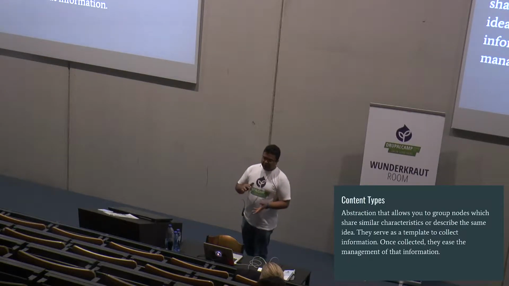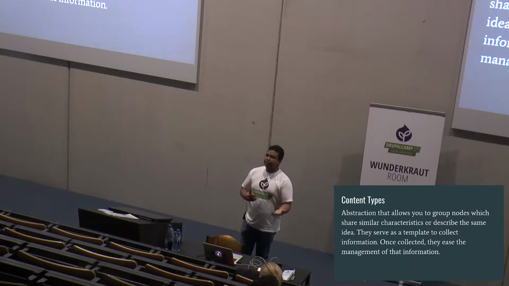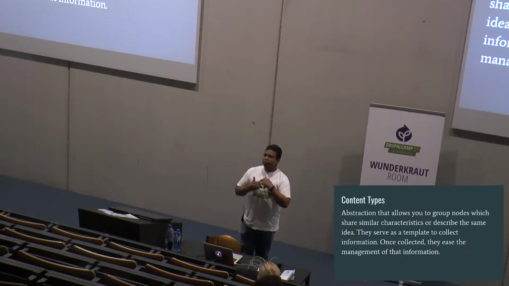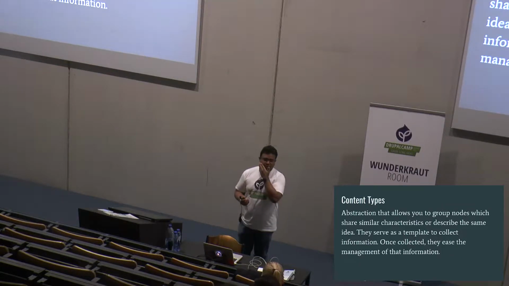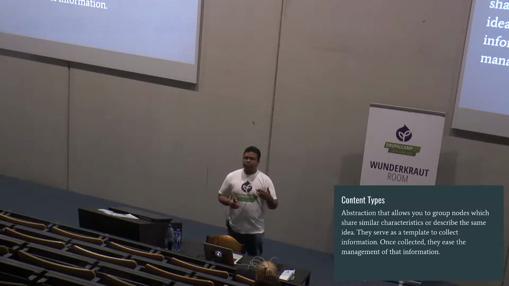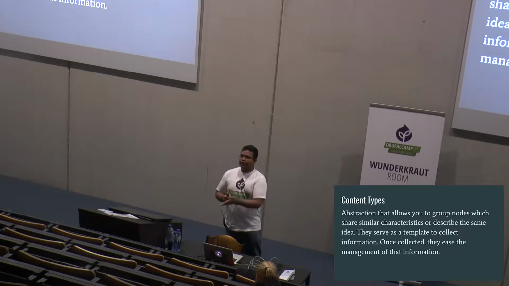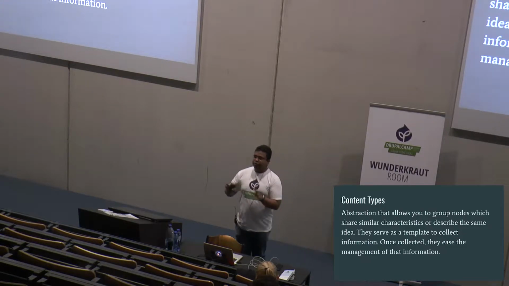So the content type is a group of nodes that share similar characteristics or describe the same idea. When you are creating a node, you create a node of one specific content type, and that will be your template. In Drupal core, out of the box, you have two content types, basic pages and articles. And if you have used them, you might remember that the articles have an extra field for adding an image and for adding tags, while the basic page does not. So again, those are two different content types.